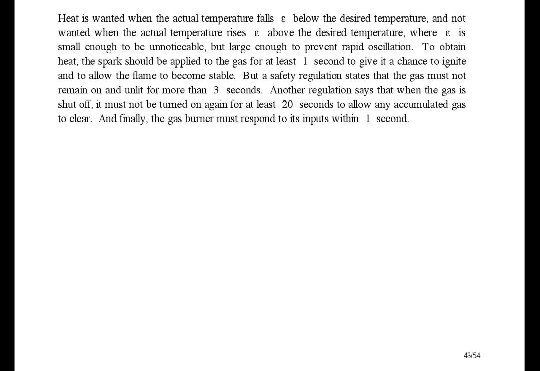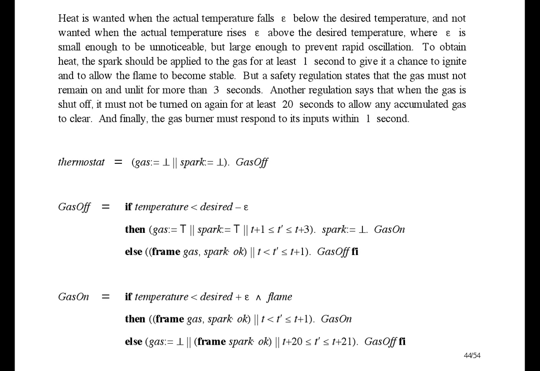But a safety regulation states that the gas must not remain on and unlit for more than 3 seconds. Another regulation says that when the gas is shut off, it must not be turned on again for at least 20 seconds to allow any accumulated gas to clear. And finally, the gas burner must respond to its inputs within 1 second. That's the specification for the thermostat. Now we have to formalize it so we can write a program.